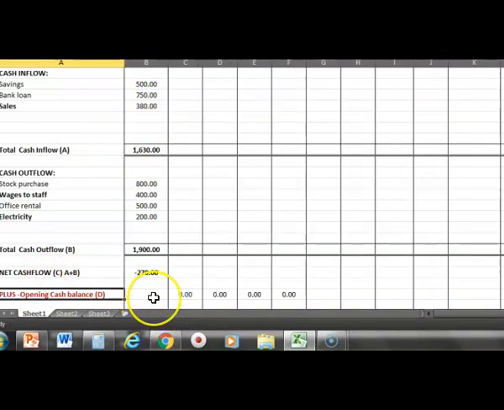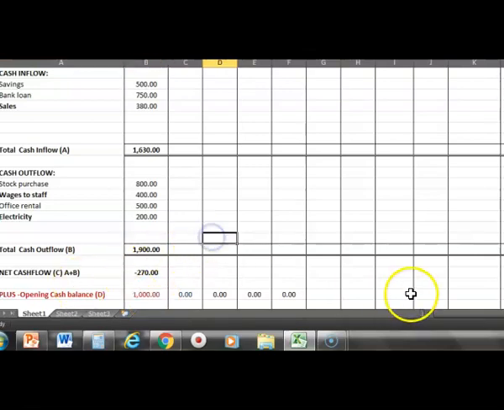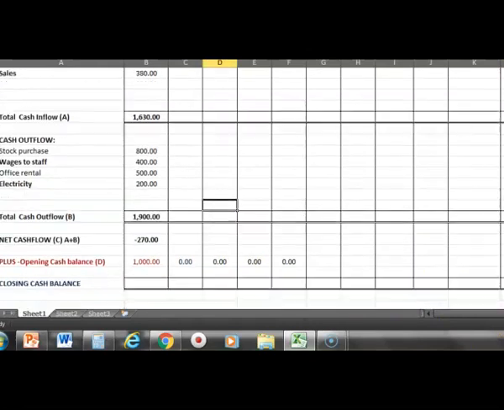Now the opening cash balance, we said it was £1,000 because they have £1,000 in the account, and we now need to calculate the closing cash balance, which is D plus C. This one plus that one gives 730. So they have 730. As you can see, the 730 is automatically in the bank for February. Let me just show you.